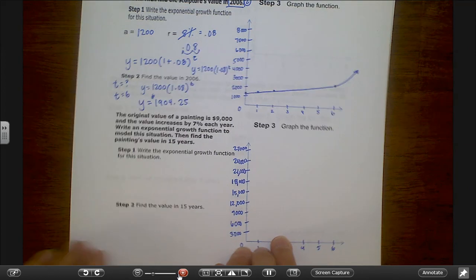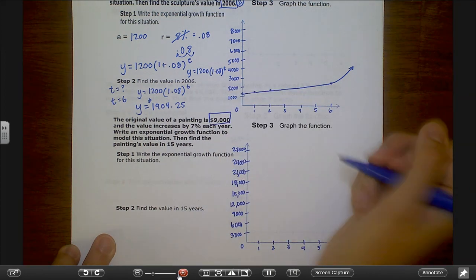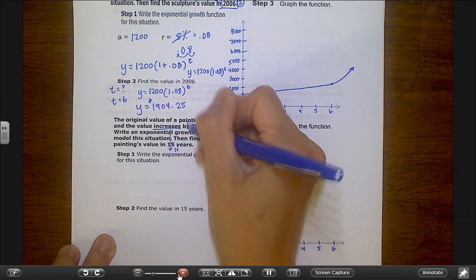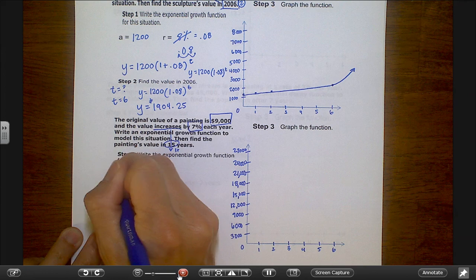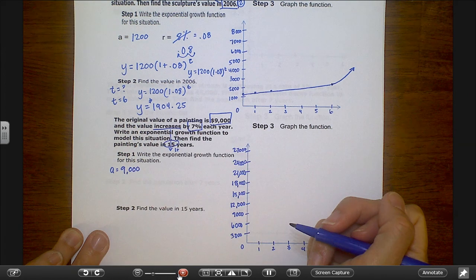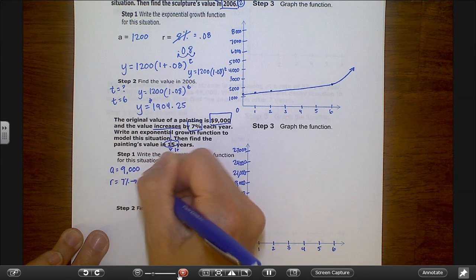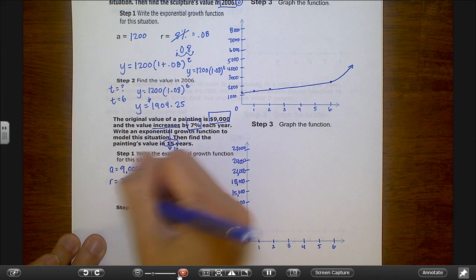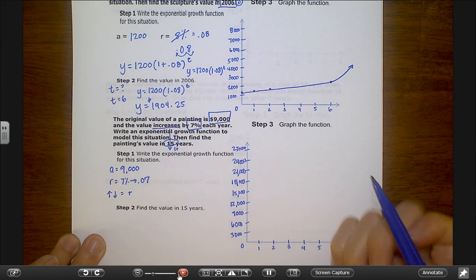Okay. Original value of a painting is $9,000. Value increases, so 1 plus, by 7% each year. Write the function, find the value in 15 years. Okay. So A, my original value of it, is $9,000. My rate is 7%, but really 0.07. And then I'm going to use a 1 plus. So increasing or decreasing, it's going to be increasing, so it's plus.